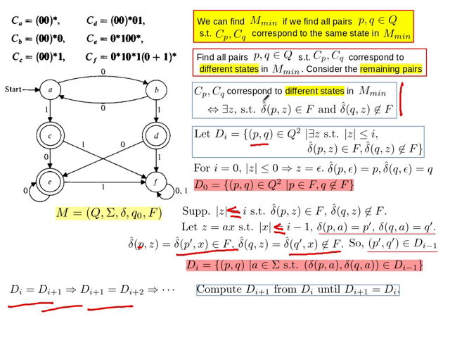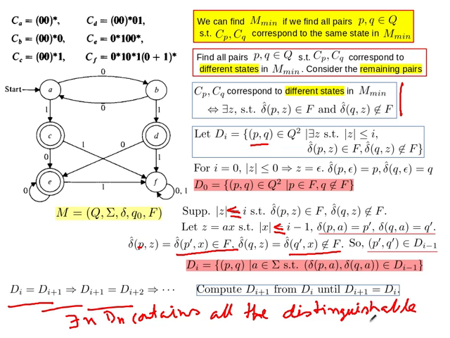So there exists some n, okay, such that this Dn contains all the distinguishable pairs, right? So there exists some n, and if at any point you have this, you know that this is eventually equal to D_n, right? Once you cannot discover any new distinguishable pair, you know that you are done. You do not need to do anything anymore.